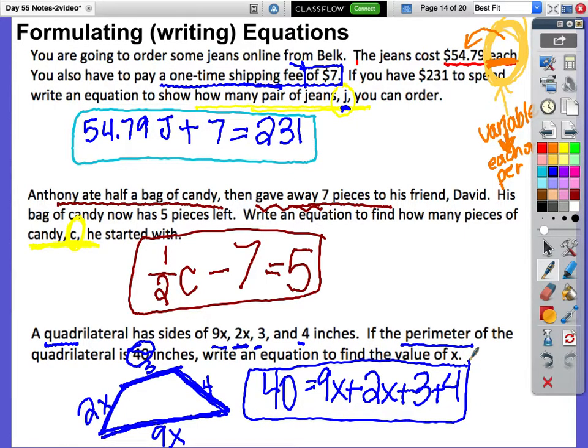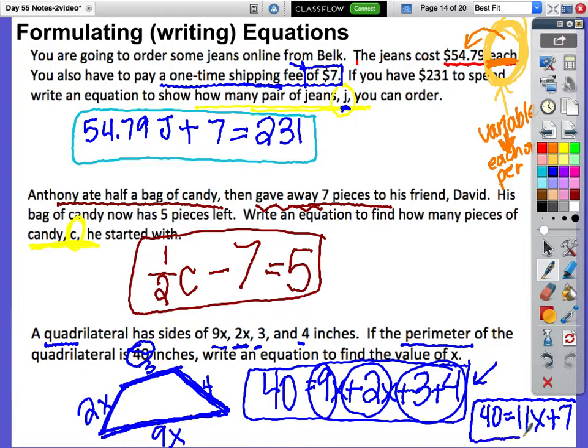Now, you could clean it up a little bit and you could combine your like terms. Either way, I want you to write it like this first, and then you could go back and say, well, 40 is going to be, if you combine these like terms, 11x. If you combine these like terms, it's 7. So this is the fully simplified version of the equation for this problem. 40 equals 11x plus 7.